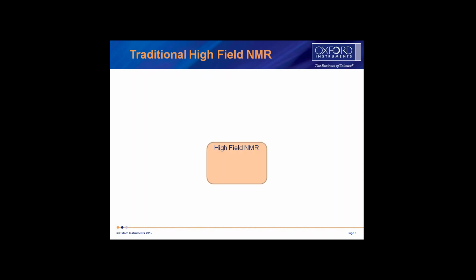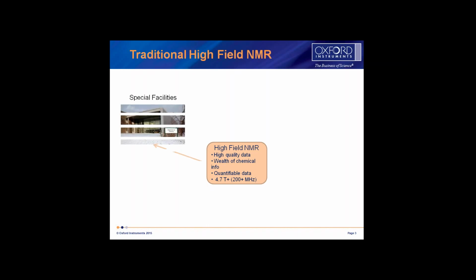A traditional high field system, well, these have been around for some time now, and we know they give very high quality data. There is a wealth of chemical information that can be extracted from high field NMR data. This is due to the exquisite sensitivity of the NMR to the chemical environment. The data, if it's collected properly, is quantifiable, and there's a straightforward relationship between the concentration of your sample and the NMR signals. But generally, the high field NMR is carried out at 4.7 Tesla, a frequency of 200 megahertz plus. But there's some downsides to this.